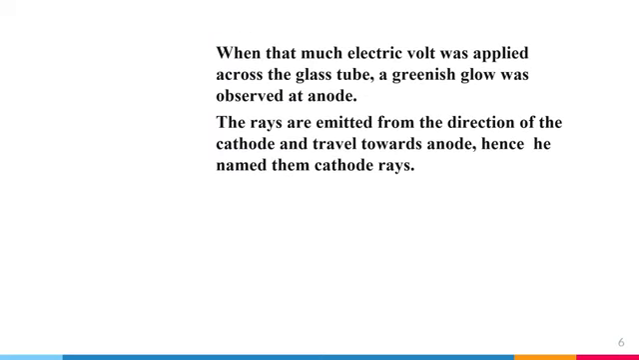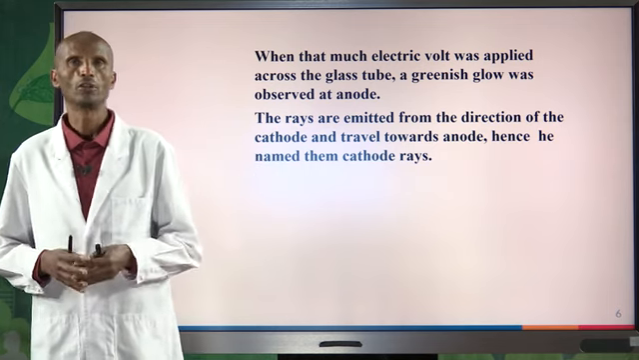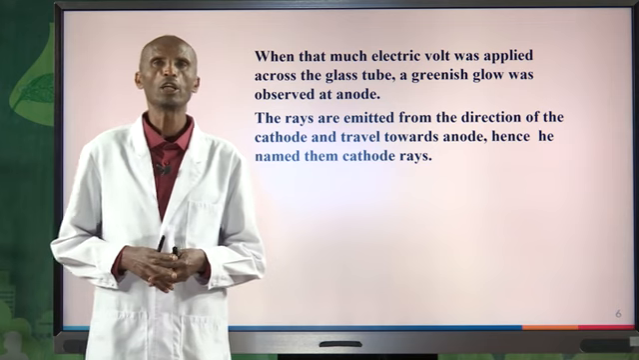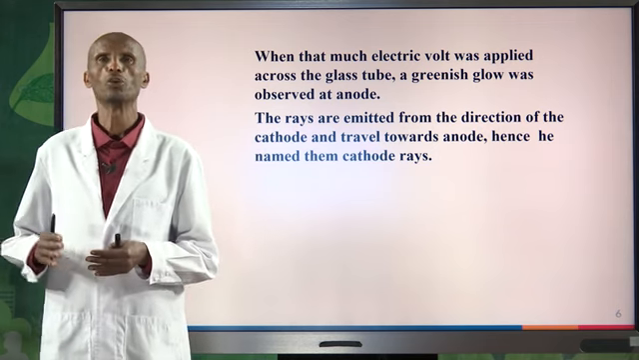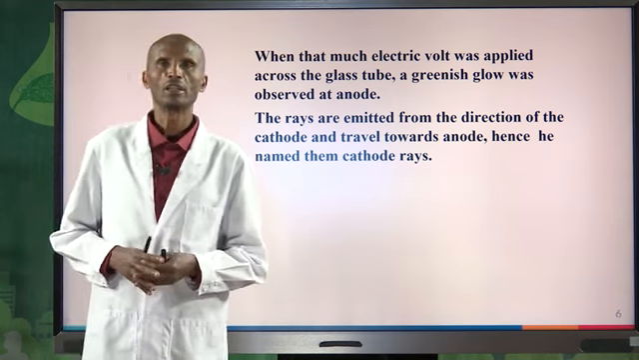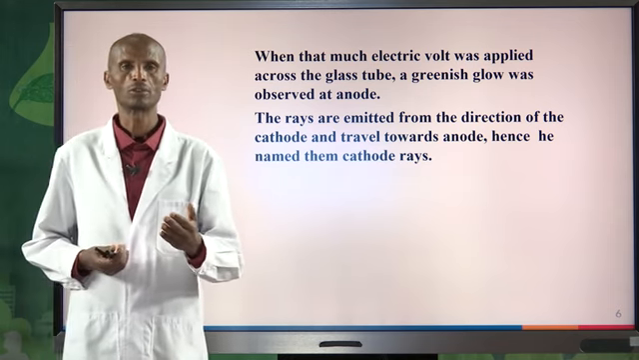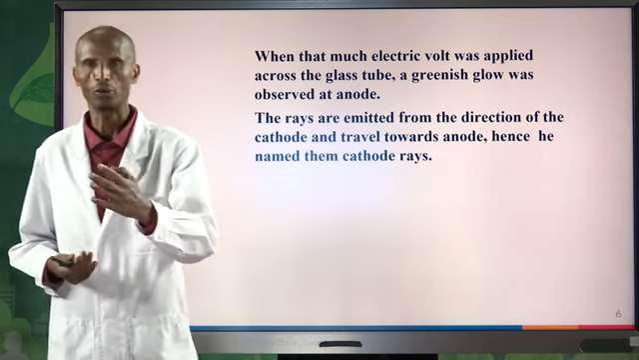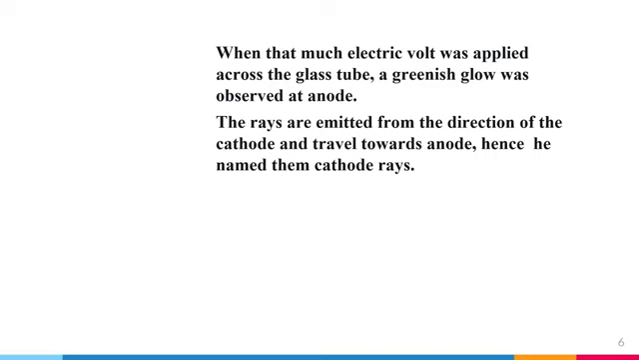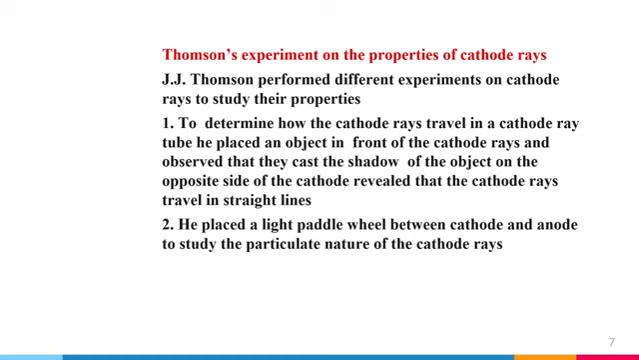Now, when that much voltage, 10 kilovolts up to 20 kilovolts, is applied across the glass tube, William Crookes observed a greenish glow at the anode. This is due to the fact that there are some rays traveling from the cathode toward the anode, and when they strike the wall of the glass at the anode, a greenish glow is observed. So the rays are emitted from the direction of the cathode and travel toward the anode. Hence William Crookes named them cathode rays.